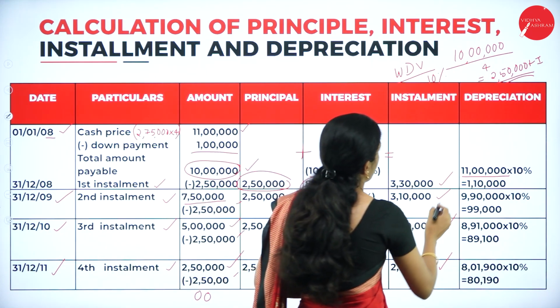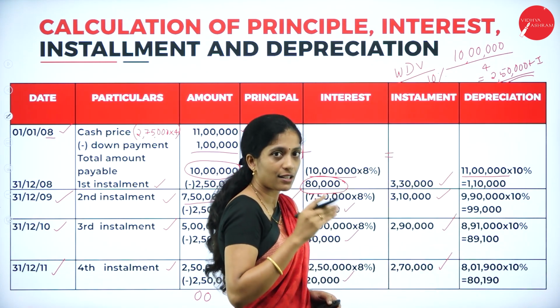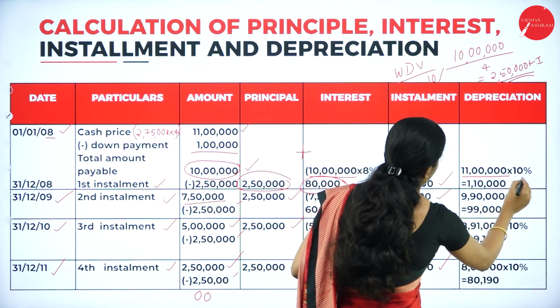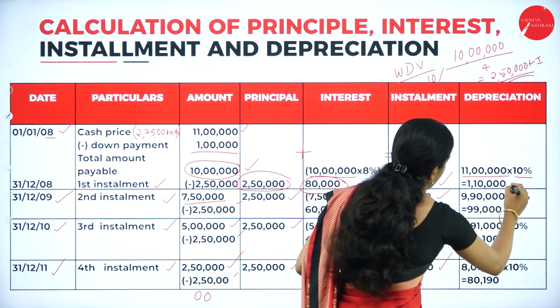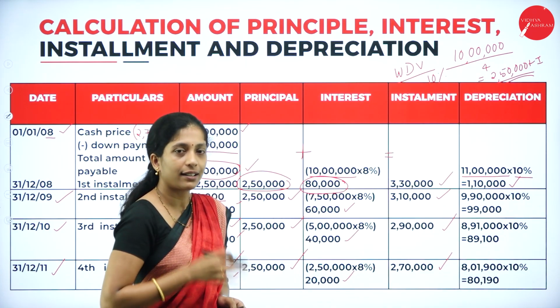Now what is the depreciation for the first year? The value of asset is 11 lakh. That is, value of motor car is 11 lakh into percentage. Percentage is 10%. So how much will you get? 1,10,000. 11 lakh into 10%, you will get 1,10,000.